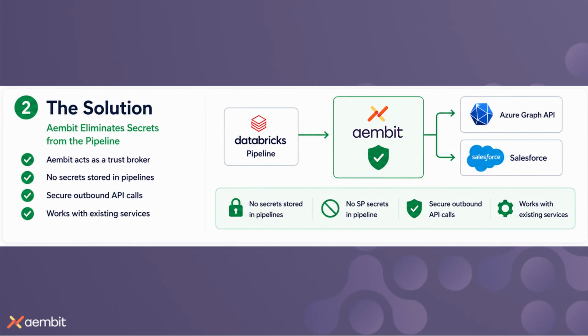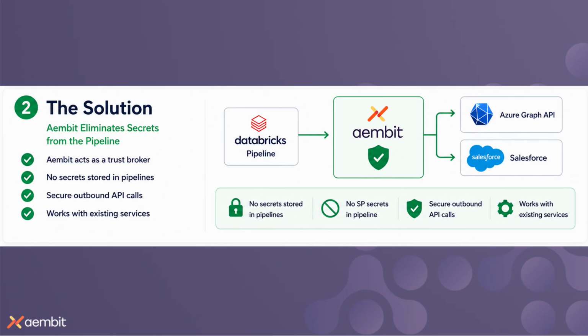These secrets are often long-lived, hard to rotate, and can create real risk if they're ever exposed. So what I'm going to show you is how Ambit acts as a trust broker to completely eliminate those secrets from your pipeline configuration. No secrets stored anywhere in the pipeline, and no changes needed to your target services. A common pattern we see in enterprises is Databricks pipelines configured with plain text Azure Service Principal credentials, client IDs and secrets that need to be removed from pipeline configuration. I'll be demonstrating how Ambit bridges that gap.